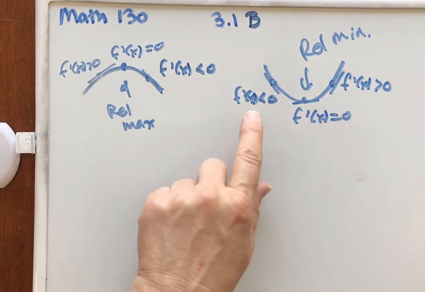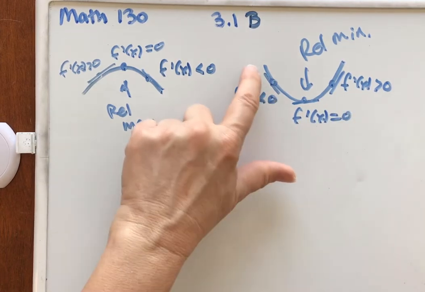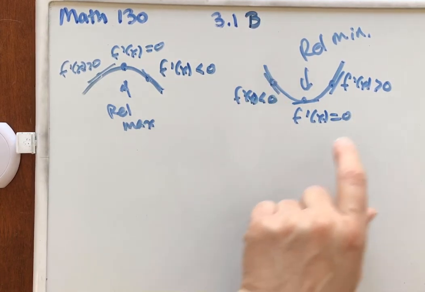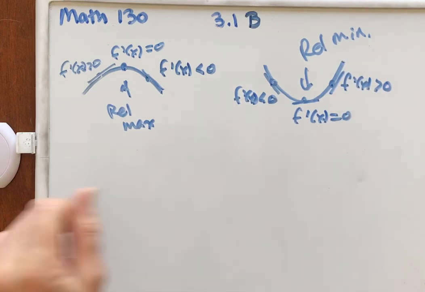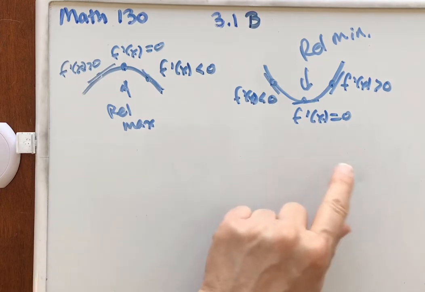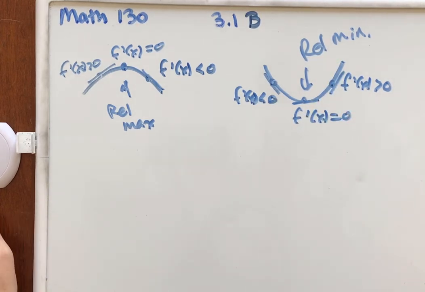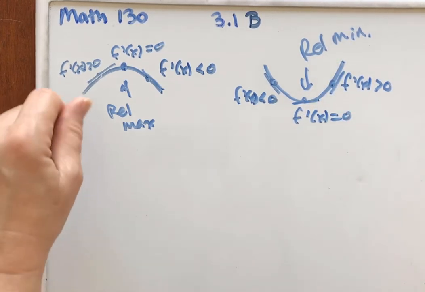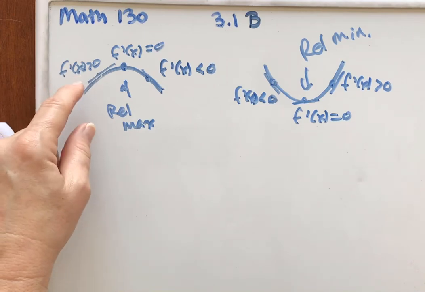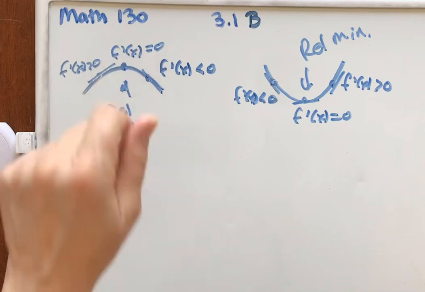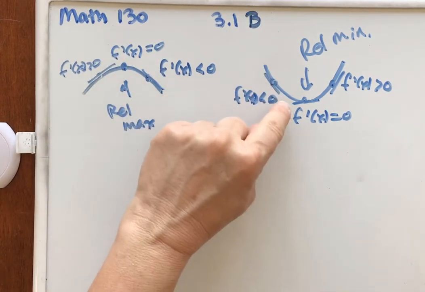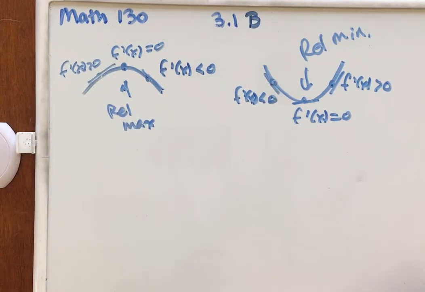Going the other way, if f prime of x is less than 0, it's negative, and f prime of x is greater than 0, it's positive, then f prime of x equals 0, then we have a relative min. Okay, so we have to notice that the slope of our tangent lines has to go from positive to negative, then we've got a max. Here it goes from negative to positive, then we have a min. If it doesn't do either, then we don't have a max or a min.